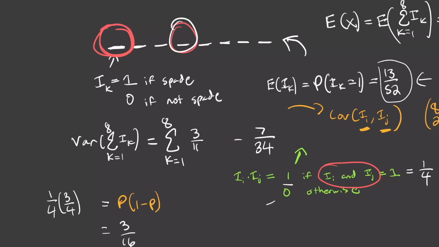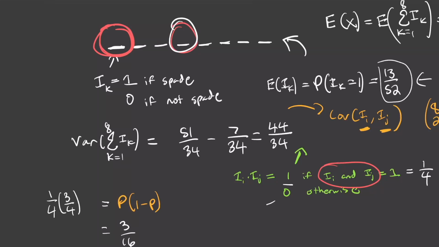We're summing that up 8 different times, so we're going to have 8 times 3 on 16, so 24 on 16. We're subtracting off 7 on 34. Now 24 on 16 is just 3 on 2, and we're subtracting off 7 on 34. We can multiply to get a common denominator: we get 34 on the bottom when we multiply top and bottom by 17, and we get 51 on top. And then we're going to have 44 on 34. That simplifies down to 22 on 17 in lowest form, and that's our final answer, the variance of the number of spades in our first 8 cards.